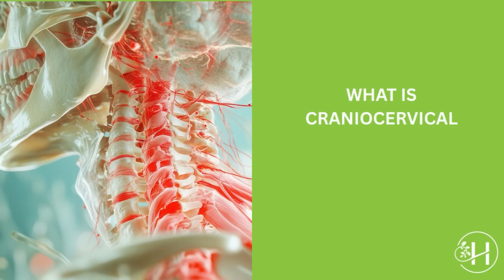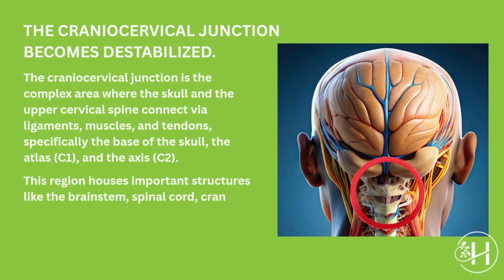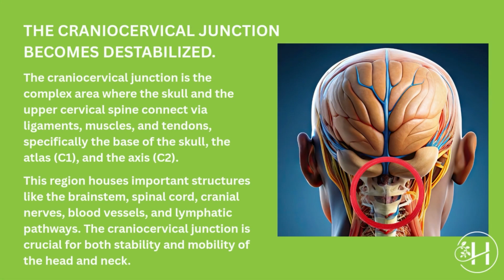What is craniocervical instability? This occurs when the craniocervical junction becomes destabilized. The craniocervical junction is the complex area where the skull and the upper cervical spine connect via ligaments, muscles, and tendons, specifically the base of the skull, the atlas, or the C1, and the axis, or the C2. This region houses important structures like the brainstem, spinal cord, cranial nerves, blood vessels, and lymphatic pathways. The craniocervical junction is crucial for both stability and mobility of the head and neck.